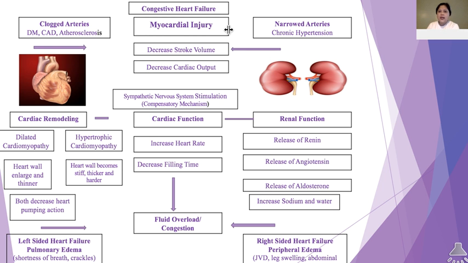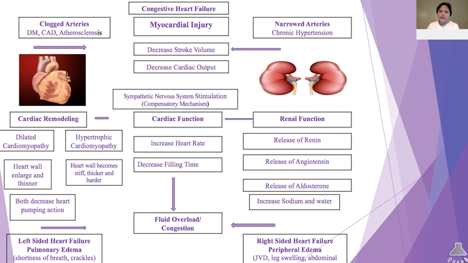The narrowing and clogging of arteries causes decreased blood supply to the heart, which eventually leading to myocardial cells injury. And once the myocardial cells are injured, they decrease function by decreasing stroke volume that eventually affects the body system by decreasing cardiac output. Then the body is going to start to compensate for this problem by stimulating the sympathetic nervous system. And how does the sympathetic nervous system work? By three ways: cardiac remodeling, cardiac function, and renal function.